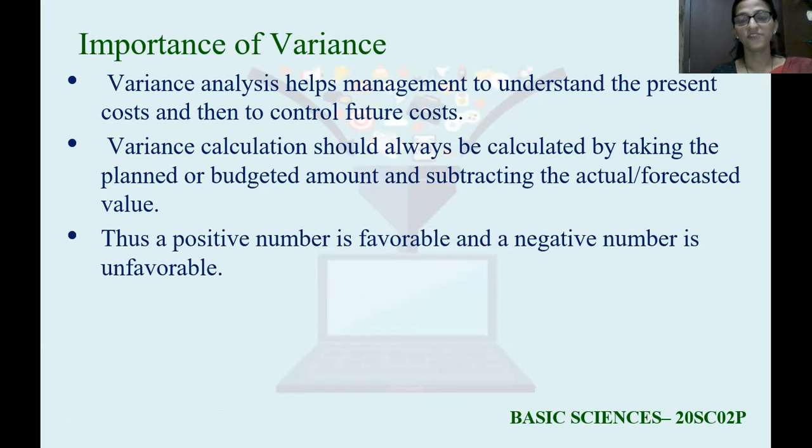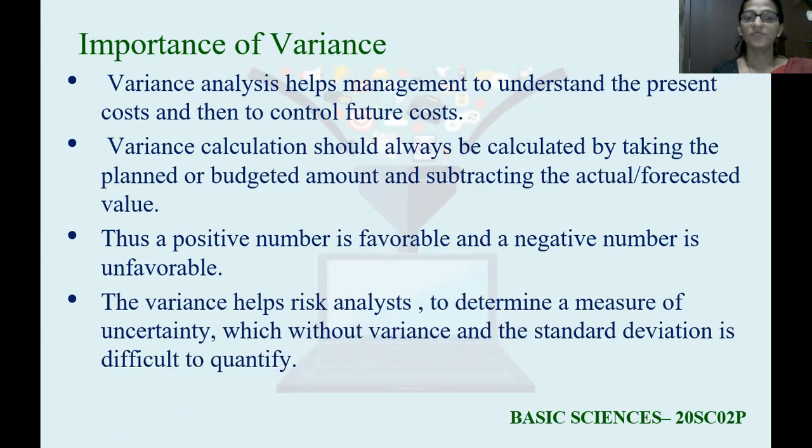A positive number is a favorable one and a negative number is unfavorable. As I said, while calculating the difference between the budgeted amount and the actual expenditures, if the result is negative, it means we have spent more than what we planned. So that is definitely an unfavorable situation.